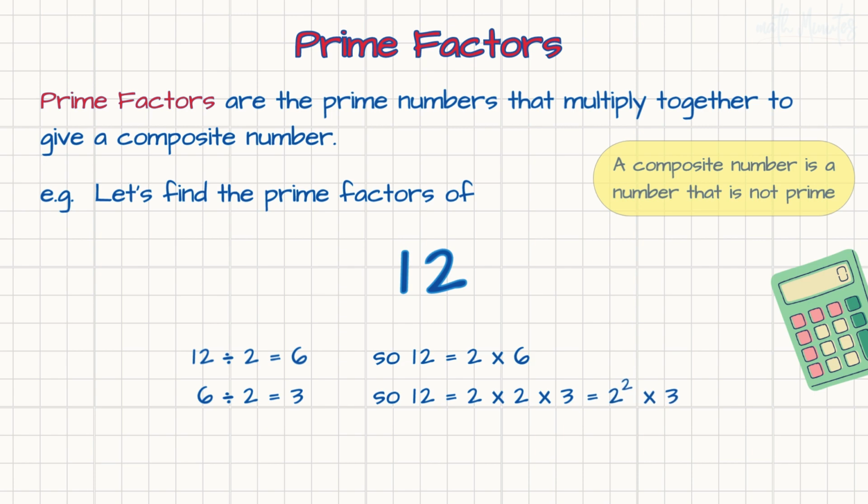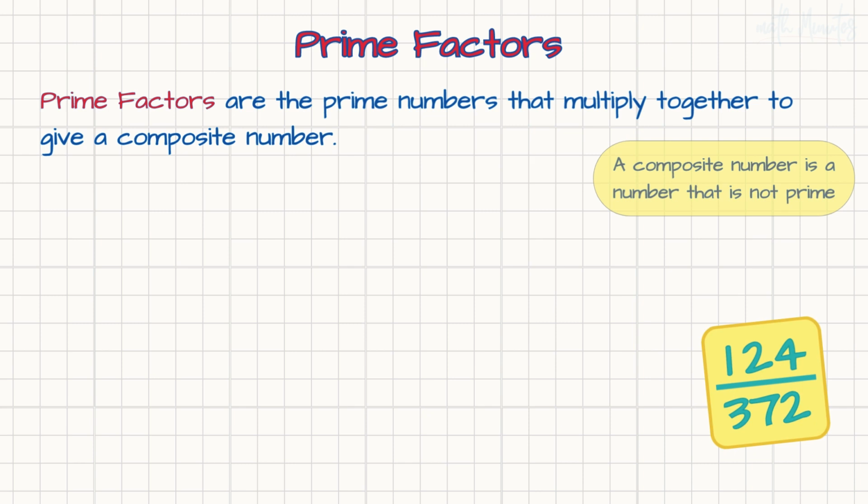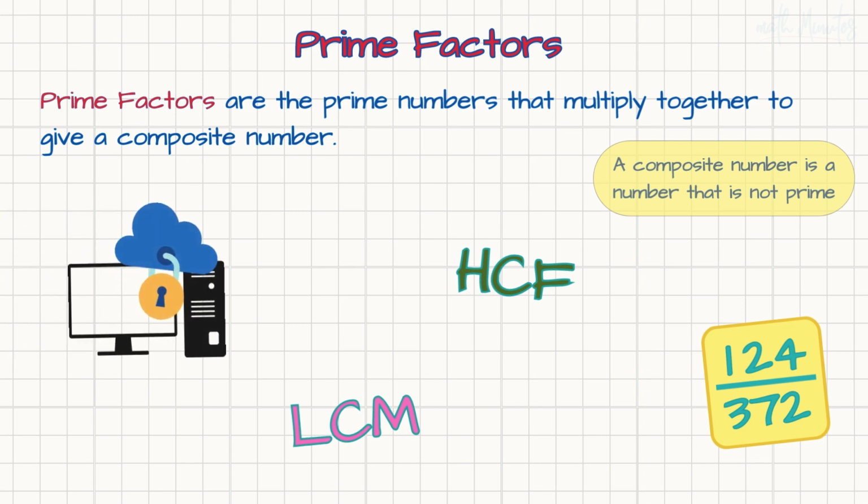This representation allows us to express any composite number as a unique product of prime factors. Prime factorization is crucial in many mathematical operations and applications. It helps us simplify fractions, find common denominators, calculate the lowest common multiple and the highest common factor, and even encrypt data using prime numbers in cryptography.